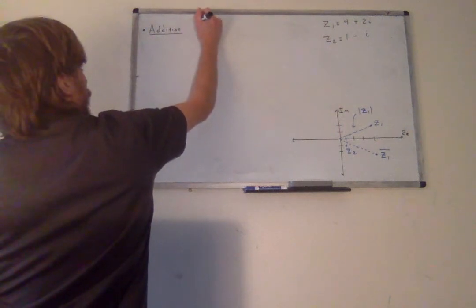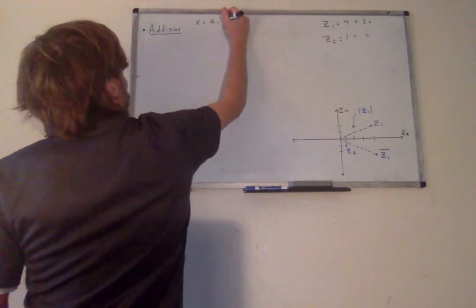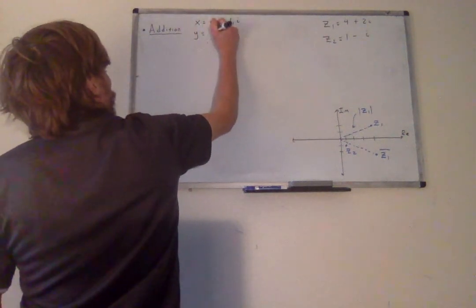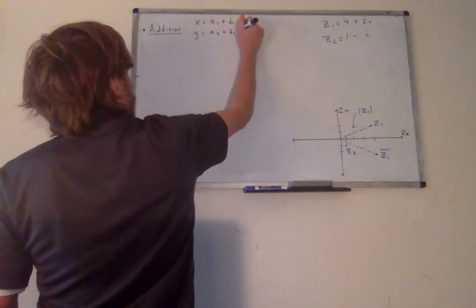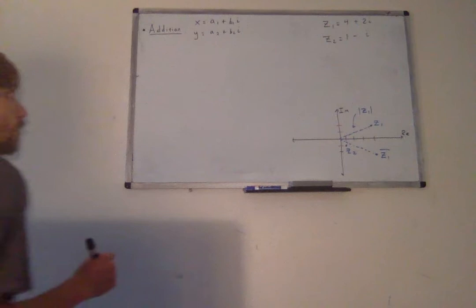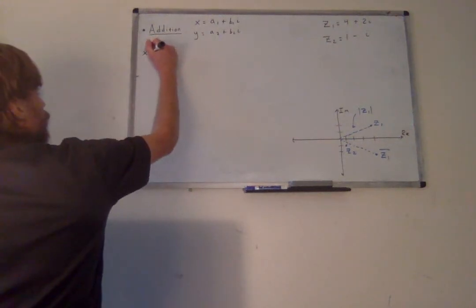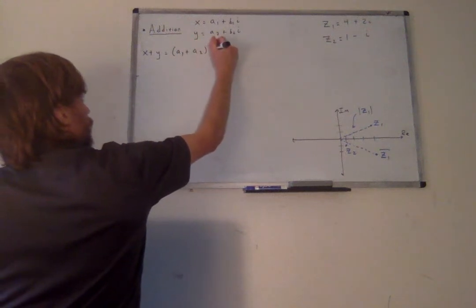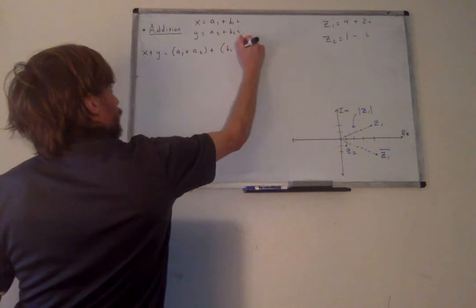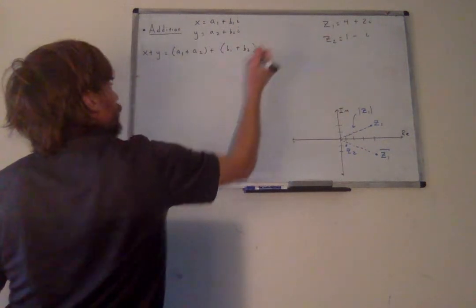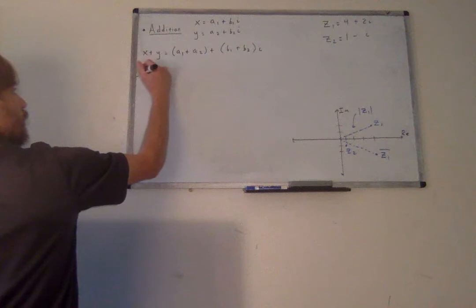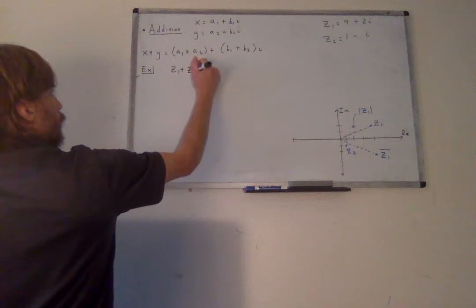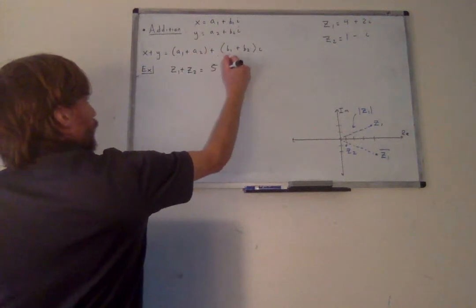Let x equal a1 plus b1 times i, and y equal a2 plus b2 times i. And then I'll do it with the actual complex numbers. So addition of complex numbers, we just add the real parts and imaginary parts. So basically the easier way of describing addition is just group like terms. So if we added z1 and z2, this would be equal to 5 plus i.